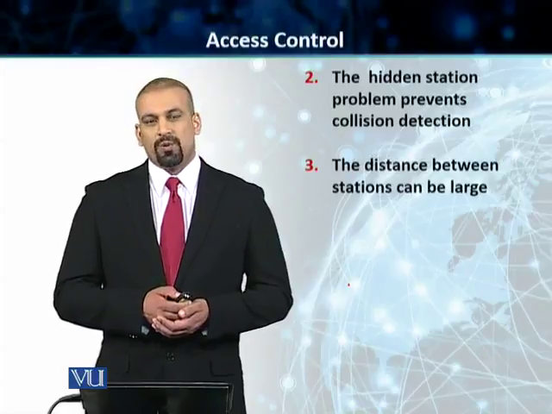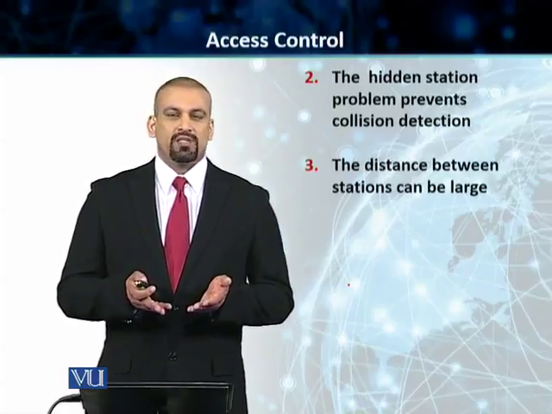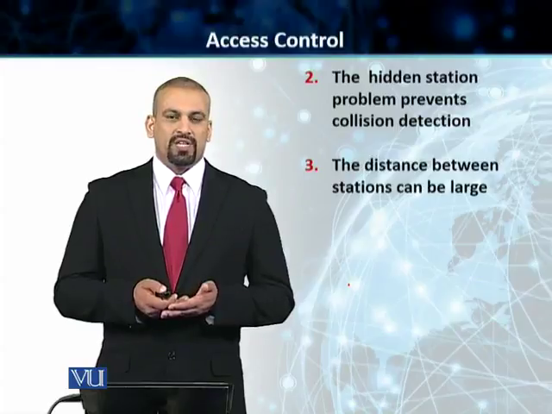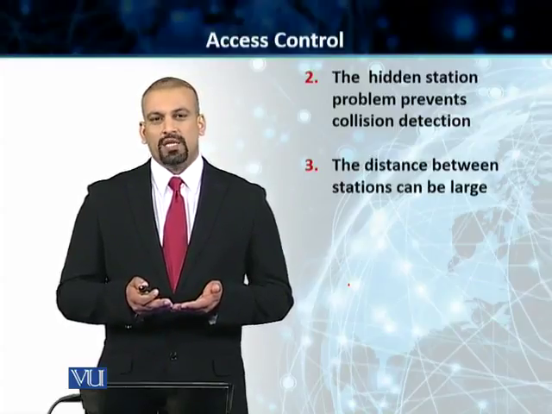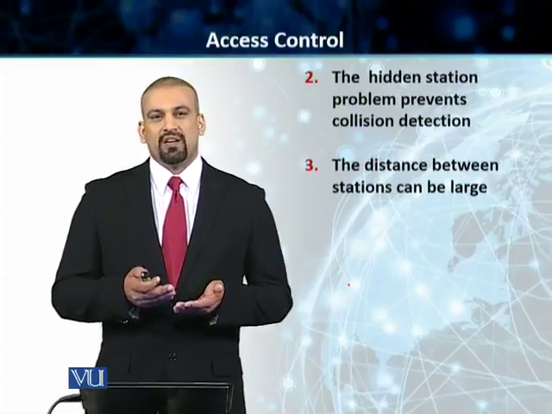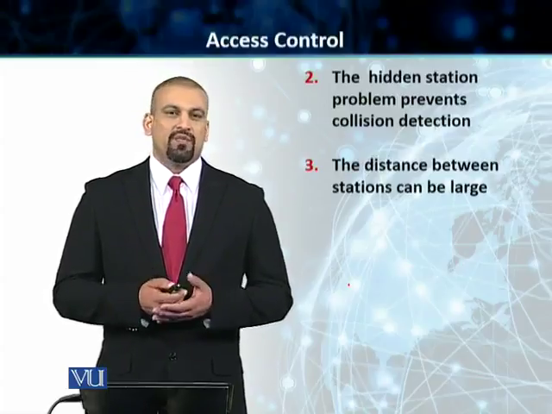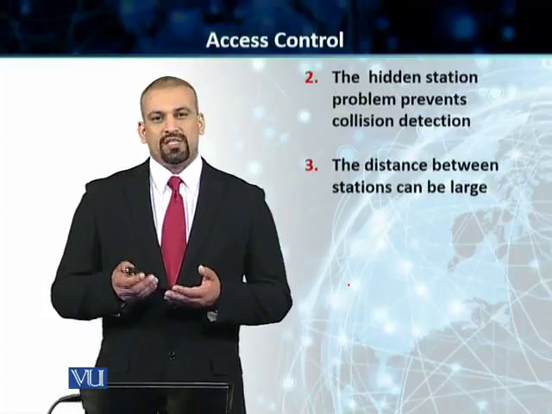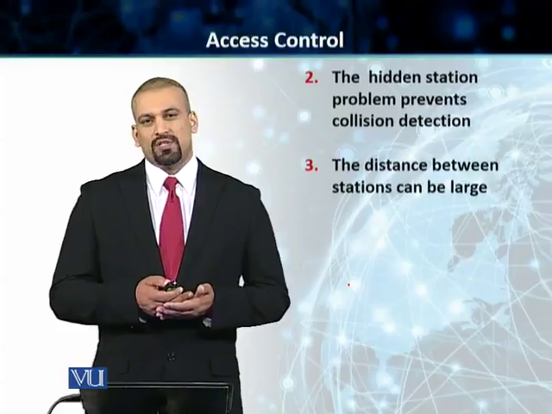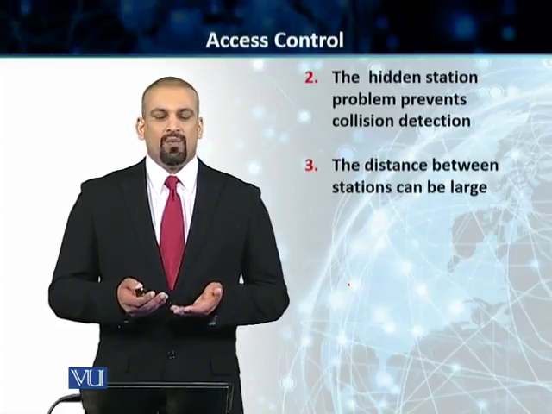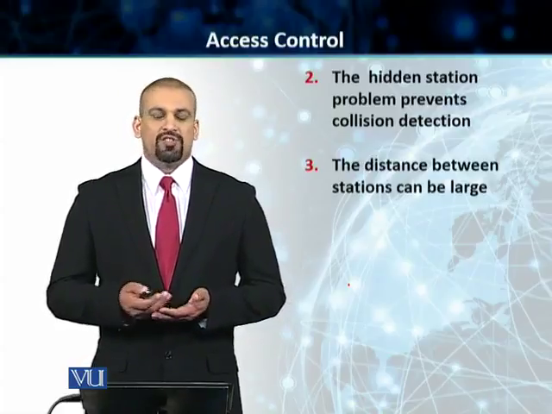The third and last problem is the distance between the wireless hosts. Because they're not connected using any cables or wires, the distance can be very large between two wireless hosts. Because of that, signal fading occurs. And when signal fading occurs, the collision information that is sent from one host to the other does not reach the first host, and therefore we do not receive any collision information.